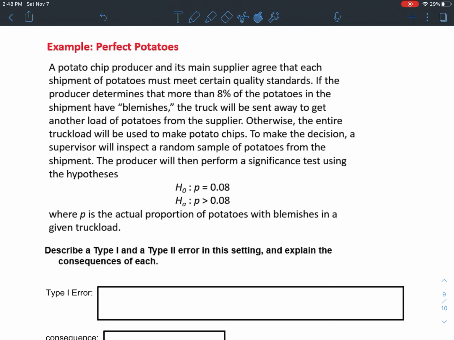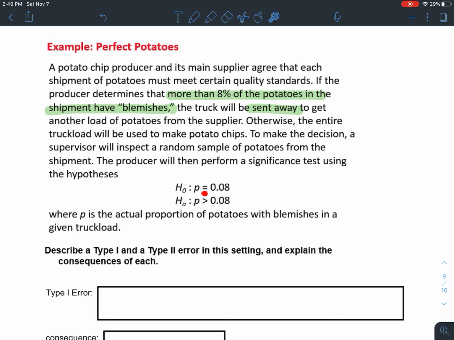Okay, we have a potato chip producer, and its main supplier agrees that each shipment of potatoes must meet certain quality standards. If the producer determines that more than 8% of the potatoes in the shipment have blemishes in the truck, it's going to send away that truckload to get another load of potatoes from the supplier. Otherwise, the entire truckload is going to be used to make potato chips. To make the decision, a supervisor will inspect a random sample of potatoes from the shipment, and the producer will then perform a significance test using the following hypotheses.